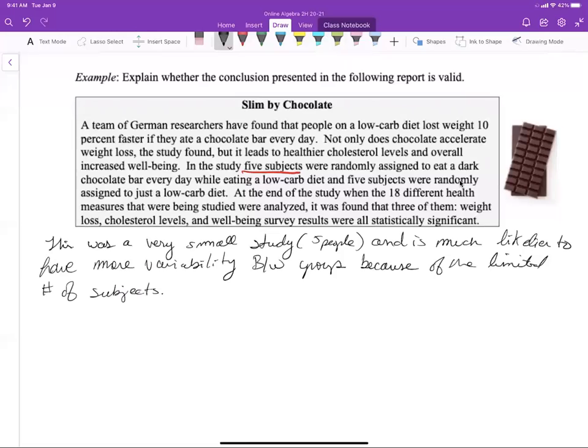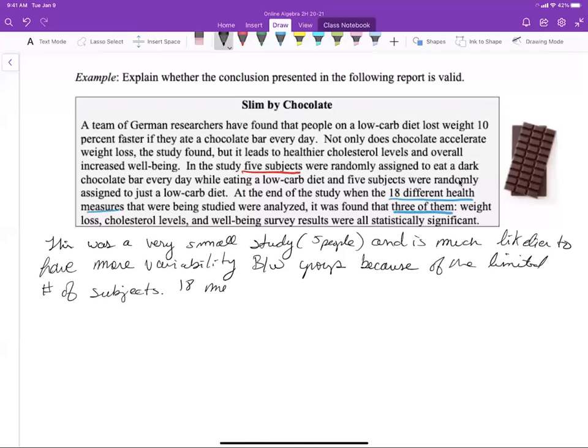Okay. In addition to that, there's something else that was wrong or kind of misleading about this. At the end of the study, they had 18 different health measures that they were testing. And notice they only gave you data on 3 of them. That is an indication that they were trying to mislead you, because they probably didn't want to tell you what the other 15 data points said. They found the 3 that were positive and only shared them. And because of the small sample size, just the variability alone would potentially give you some positive results.